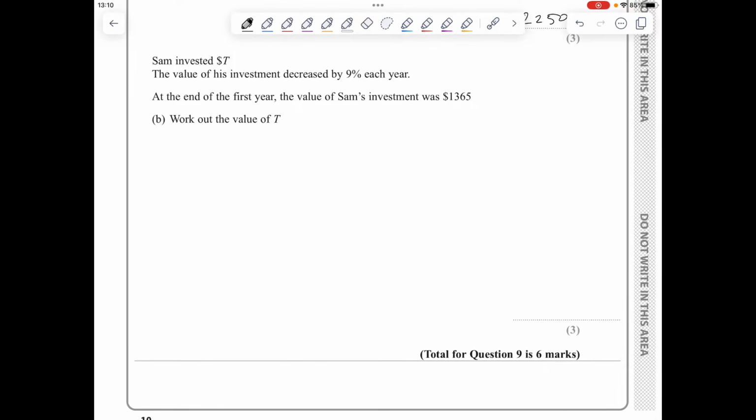For part B, again, I'm going to use the same formula. This time I have a decrease of 9% for 1 year. So my multiplying factor this time is 100 minus 9. So 91 over 100. As a decimal, that's 0.91. Power of 1, since it's just once off.